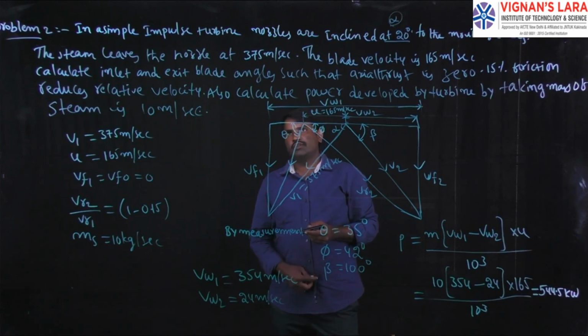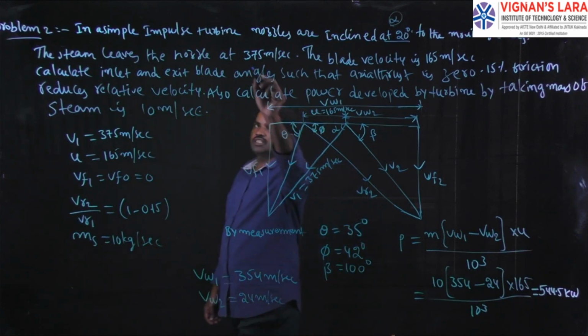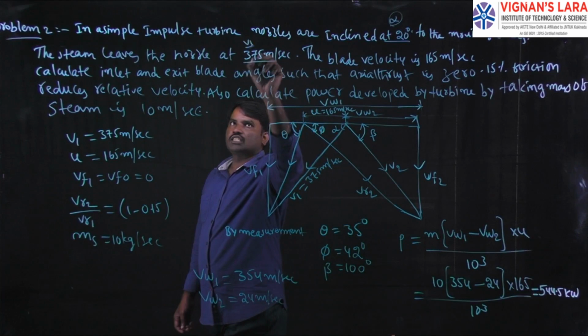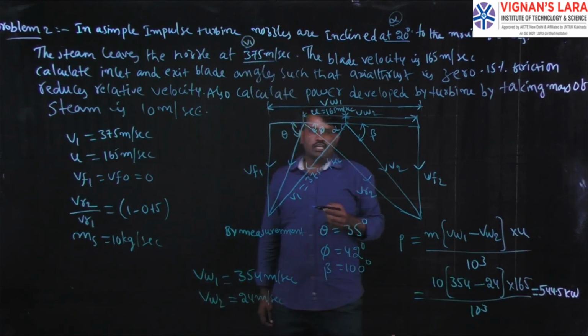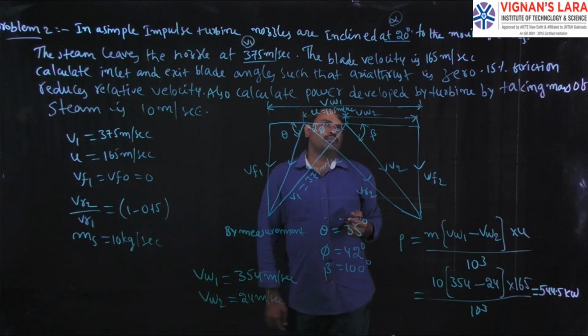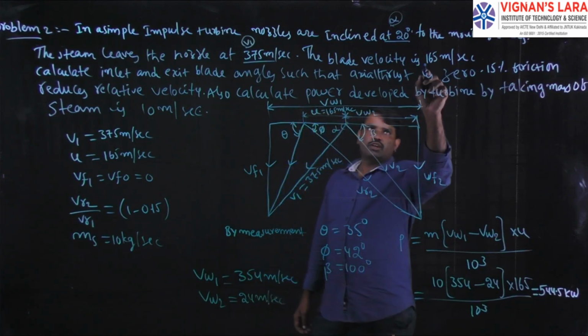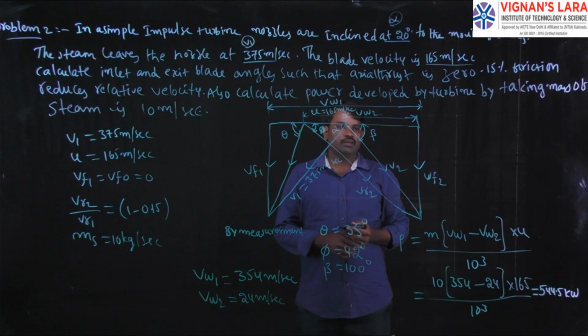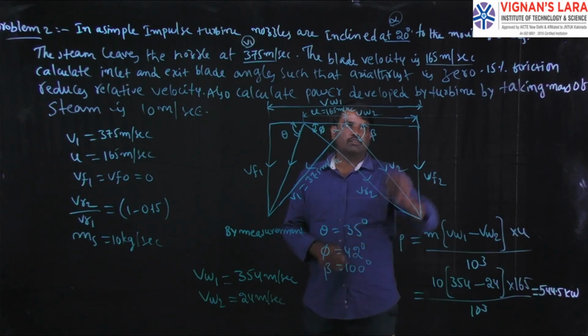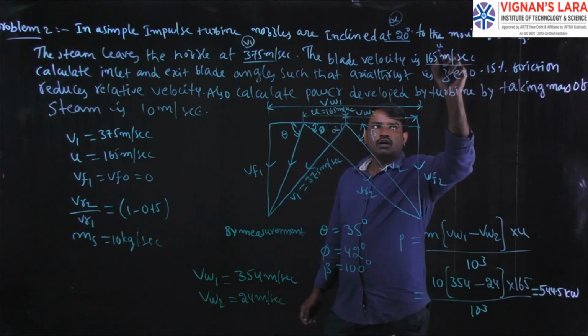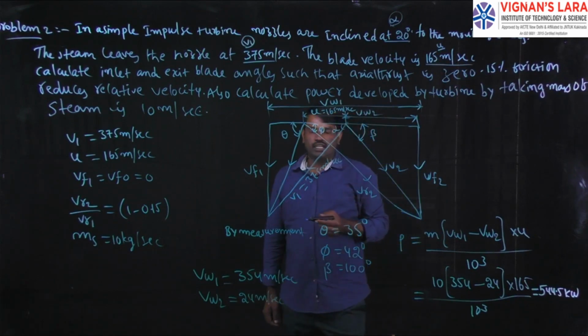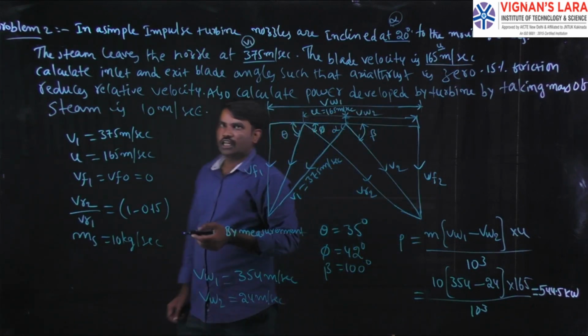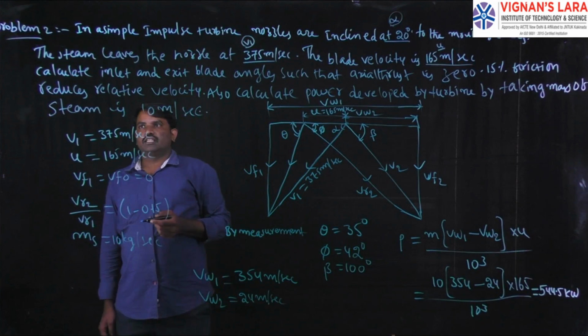The steam leaves the nozzle at 375 meter per second. The velocity V1, the nozzle exit velocity, is given. The blade velocity is 165 meter per second. The mean blade velocity, the u value, is 165 meter per second.